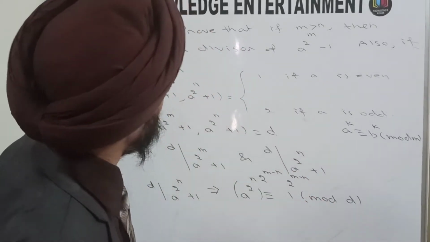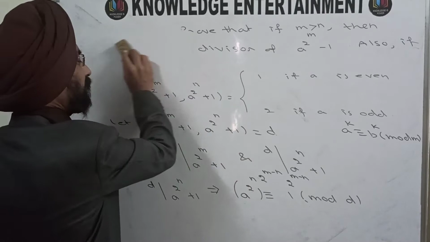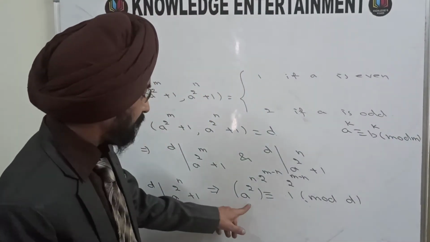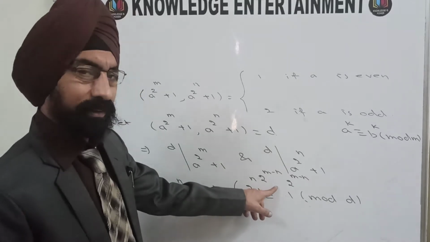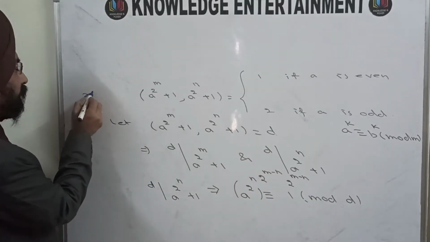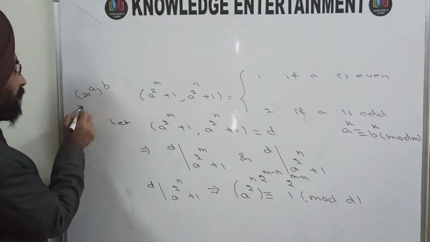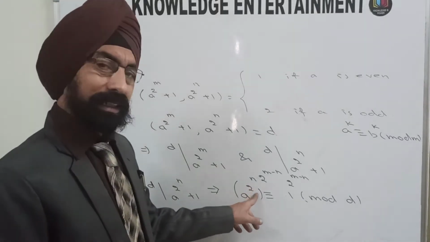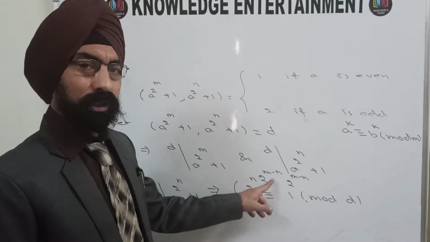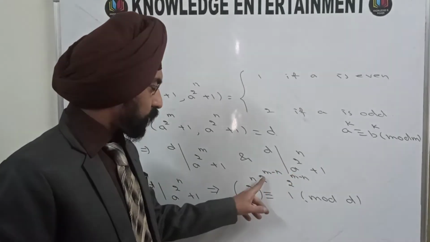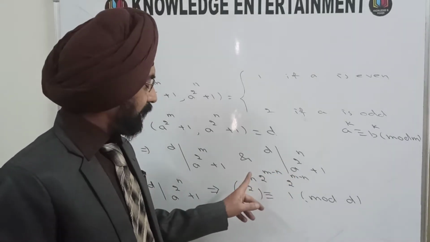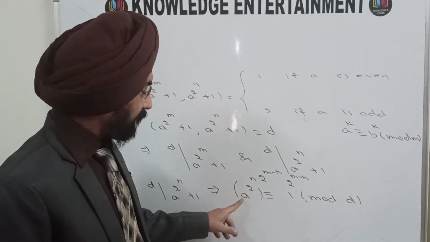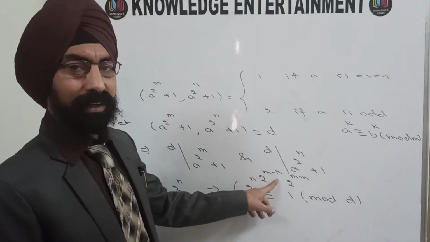So what will this give? On the left hand side, power to power, that means x power a power b, we know that it is x raised to the power a into b. Powers get multiplied: 2 power n multiplied by 2 raised to the power m minus n. Since base 2 is the same, powers will be added: n plus m minus n, the n will cancel, and you will be left with a raised to the power 2 raised to the power m.